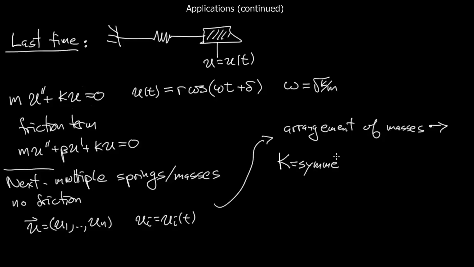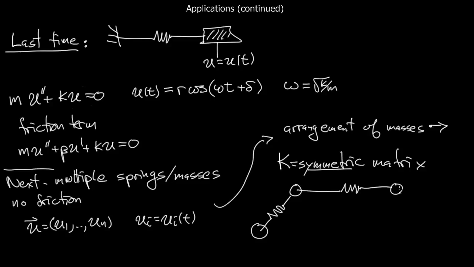I'm not going to say too much about exactly how you compute this matrix, but the picture is something like this. You have a bunch of blocks, and they're all connected to each other by springs, and they're in some positions which are described, and which ones are connected by springs are described. And out of this information you get this symmetric matrix K.